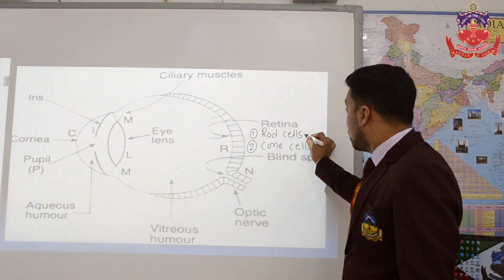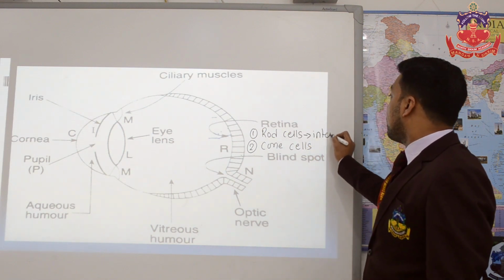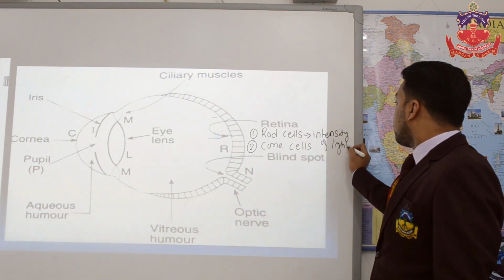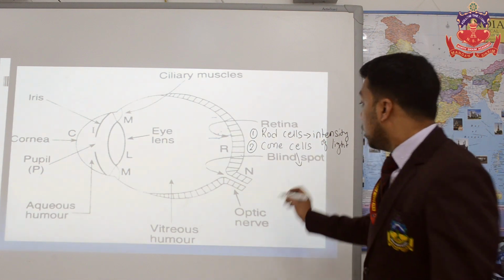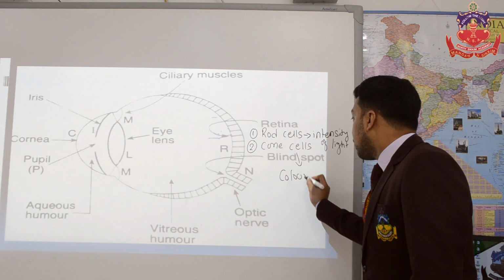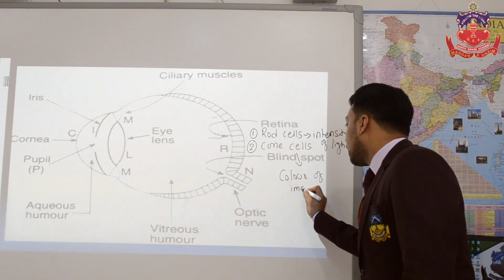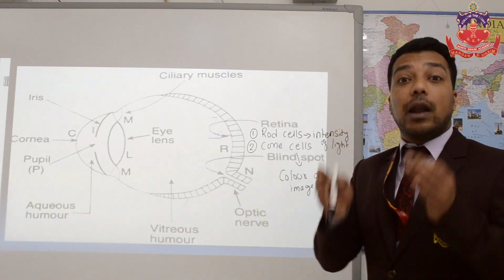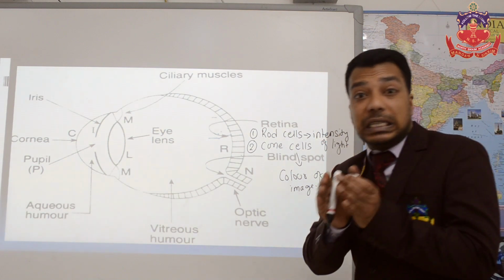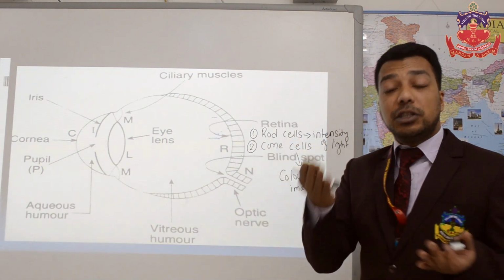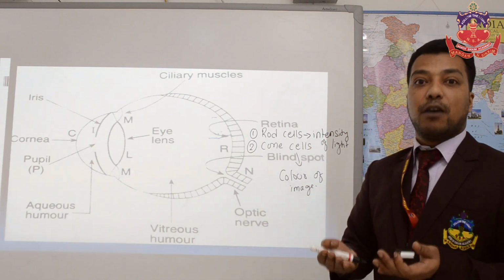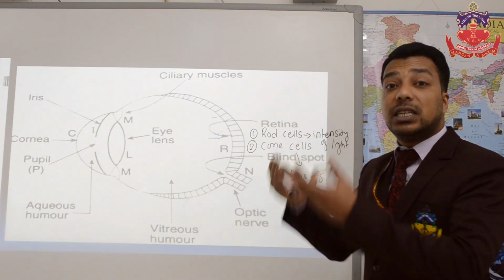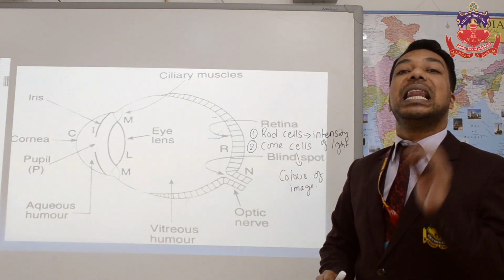The function of the rod cell is to tell you the intensity of light, and the function of the cone cell is to tell you the color of the image. That is, what type of color is in the image is told by the cone cells, and how much light there is, whether it is bright or very dull, is told by the rod cells. These two cells are responsible for telling the intensity of light and the color of the image, which is sent to the human brain via electric signals.